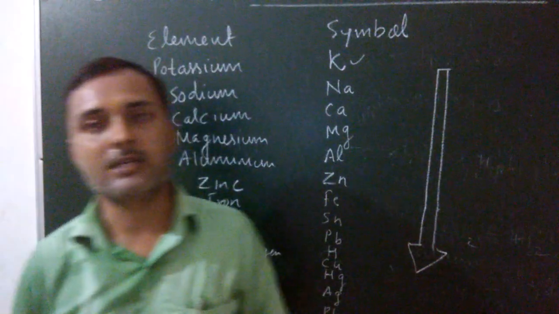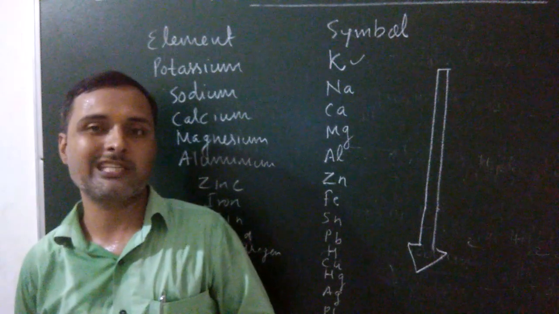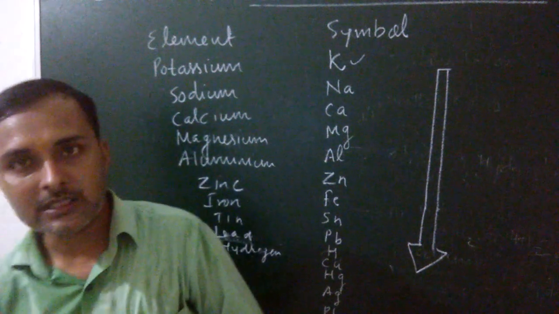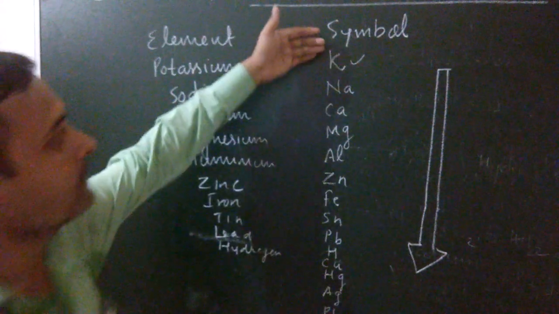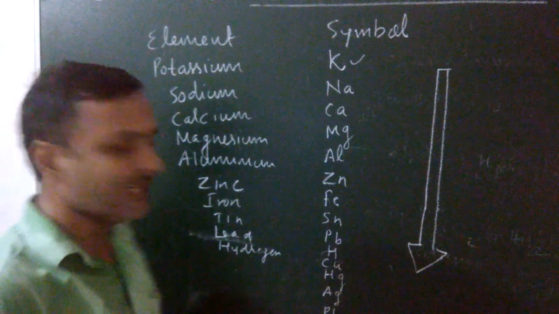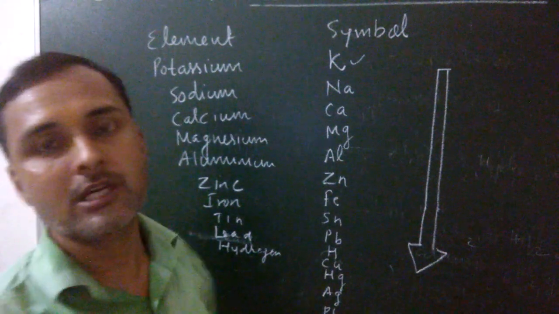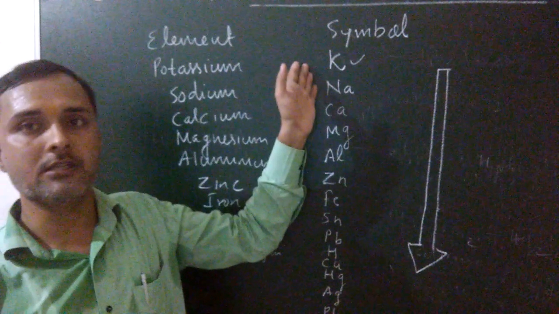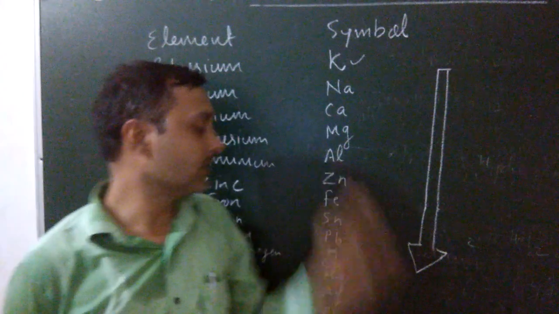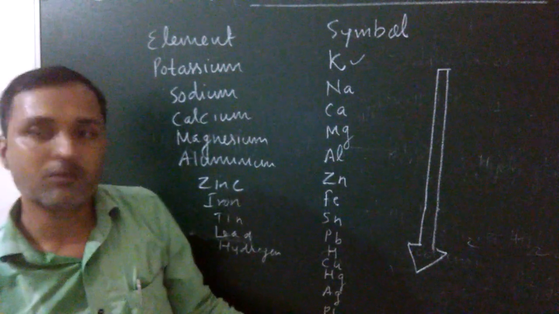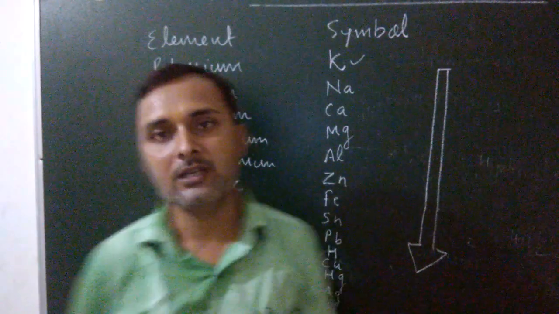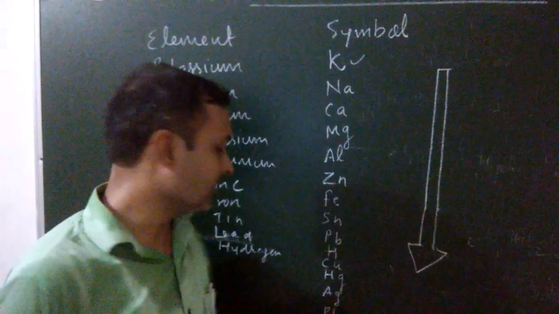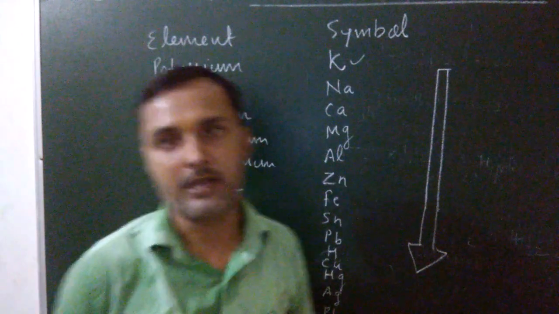Now, what do you mean by the term reactivity series? A series of metals in their decreasing order of reactivity is known as the reactivity series. In the reactivity series, potassium is the most reactive metal and gold is the least reactive metal, because potassium is at the top of the reactivity series, whereas gold is at the bottom. So we can say that potassium is the most reactive and gold is the least reactive metal.